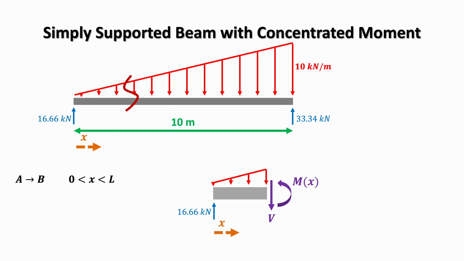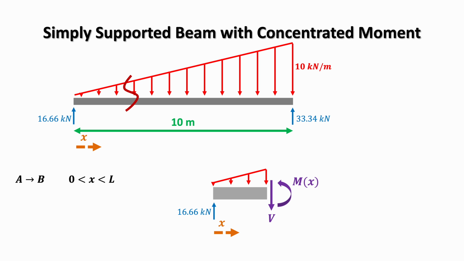At the cut section, we introduce the internal shear force V and the bending moment Mx. The reaction at A is known and acts upwards, with a magnitude of 16.66 kilonewtons. The distributed load over the length x is triangular, increasing linearly from 0 at A. This means that the load intensity varies with position, and the resultant load on the cut section is equal to the area of the triangle over the length x. The resultant force acts at the centroid of this triangular load.